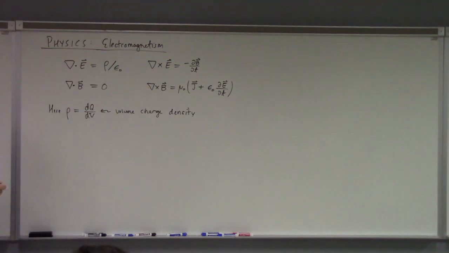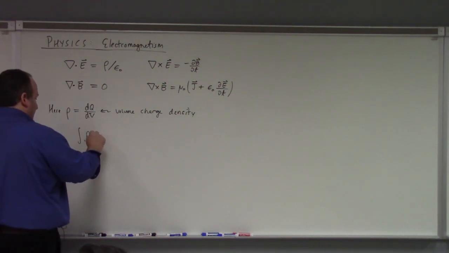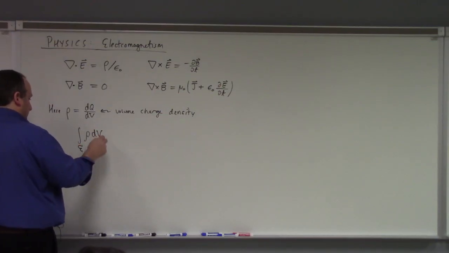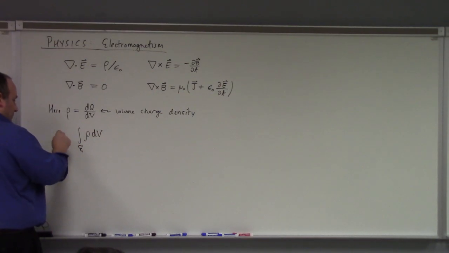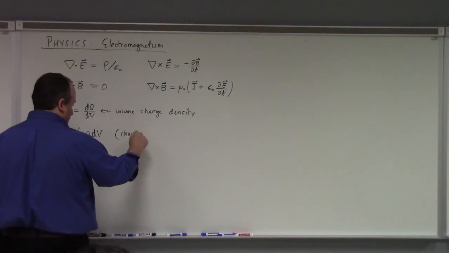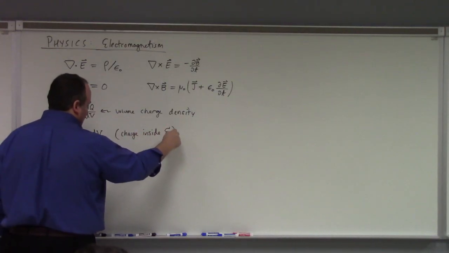All right? So for instance, if I was to integrate rho dV over some volume E, what would this give me? It would give me the charge enclosed, right? This is the charge inside E, right?